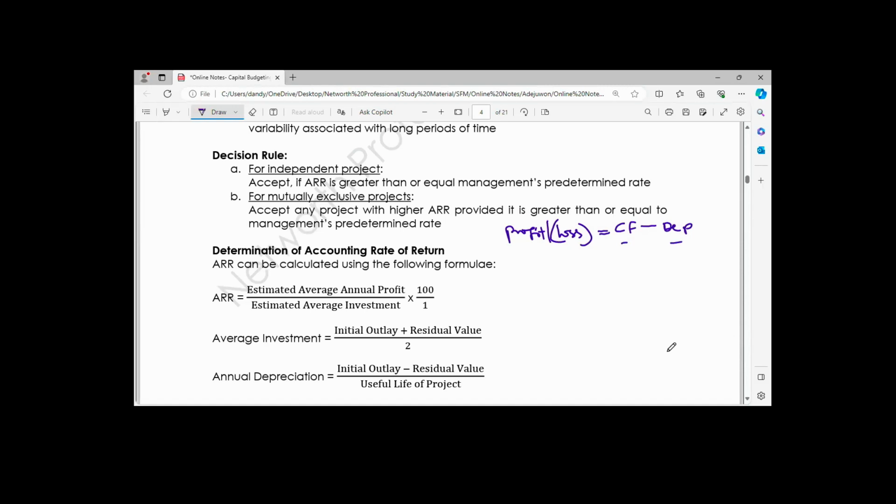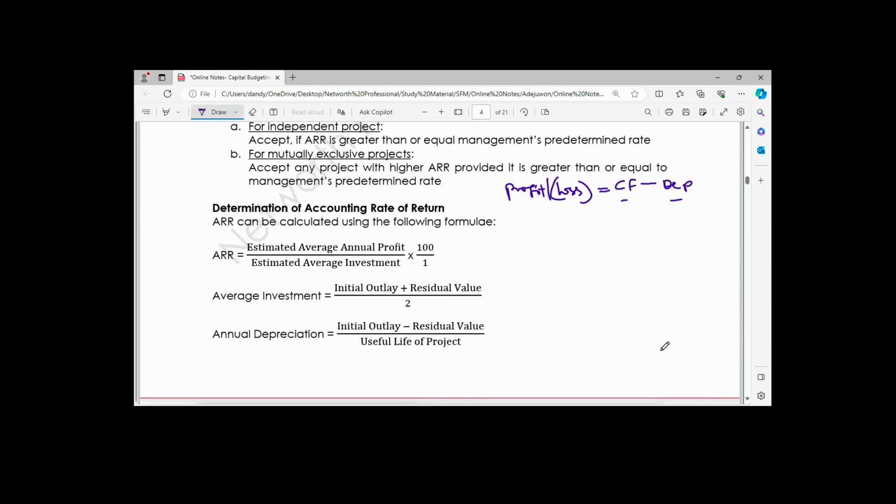Now, how do you then calculate your accounting rate of return? Accounting rate of return is calculated as average annual profits divided by average investment, multiplied by 100 over 1. So how do you get your average annual profits? I just explained. Average annual profits will be calculated as total profits divided by useful life.